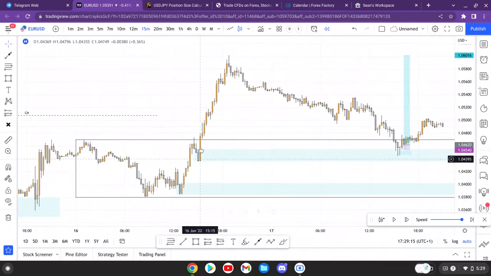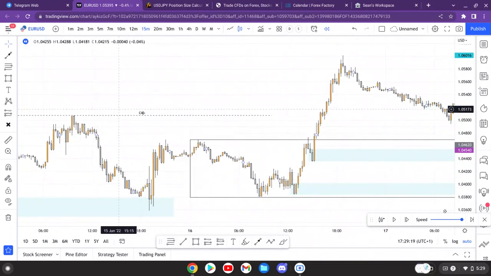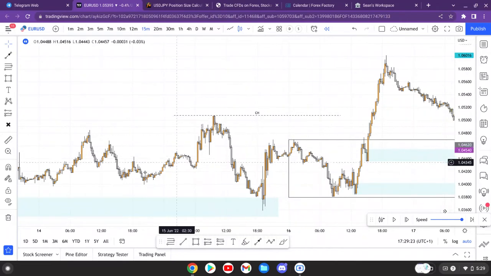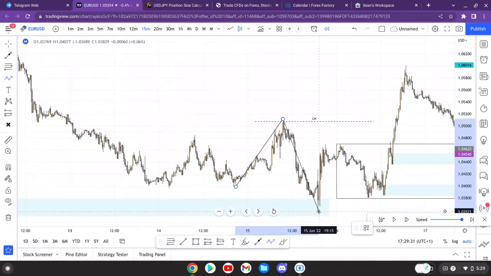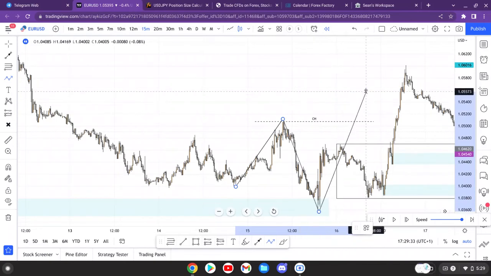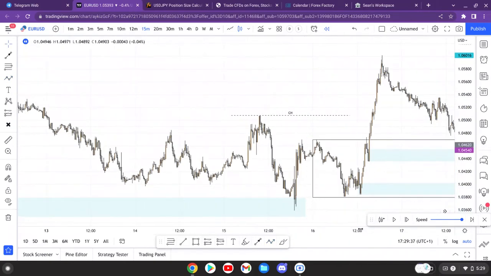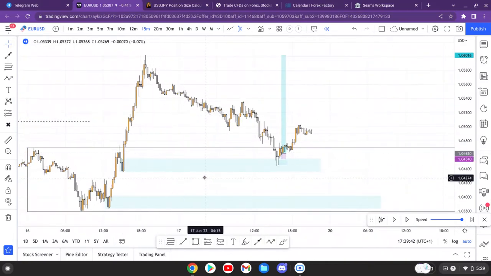So I've refined it to this last sell to buy that actually caused the 4 hour change of character, which on the 15-minute is just a breaker structure. Let me just mark it out. See, low, high, breaker structure. And then this was a breaker structure here on the 15-minute. Okay, cool. So I've refined my zones now.